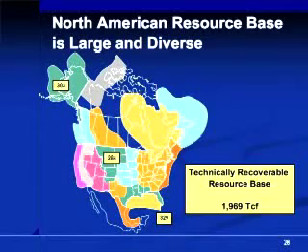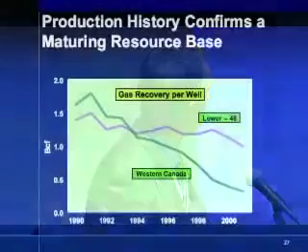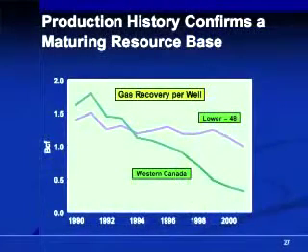From a resource base, how big of a resource do we have? North America, this is just the gas side, has about 2,000 trillion cubic feet of reserves. And it's a large reserve, and it's very diverse. Just looking at some trends here, we're talking about production history. We've got a maturing base, and you can see the decline from the 1990s to 2000 of the lower 48, which is the blue, and the Western Canadian gas, which is the green. So we are experiencing some maturing resource base.